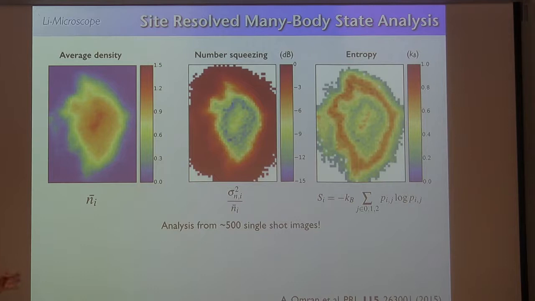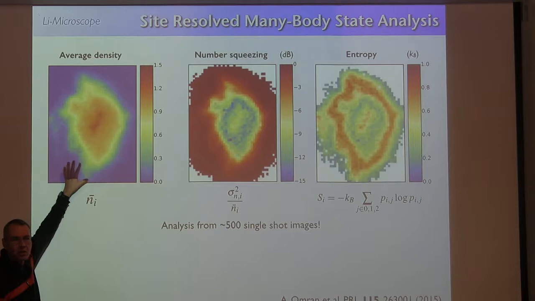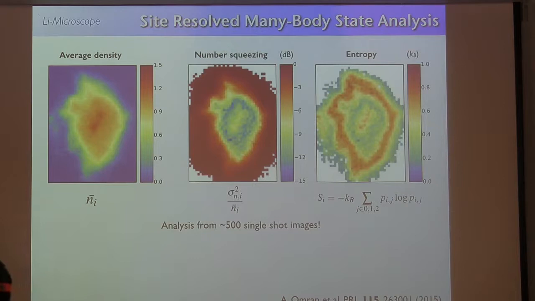We're just using first principles and making use of the single snapshot configurations that we have. So this is, of course, much more than just saying something about the average density, which is a quantity that you could also get with other probes. But to calculate these other quantities, you really need to be able to get the single snapshots.